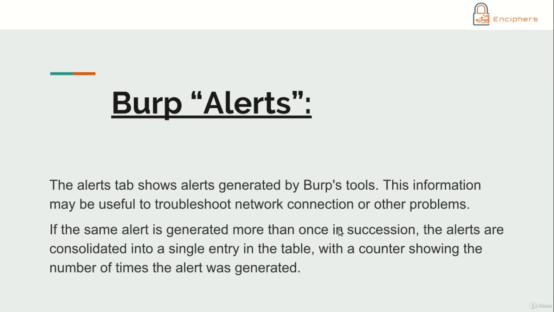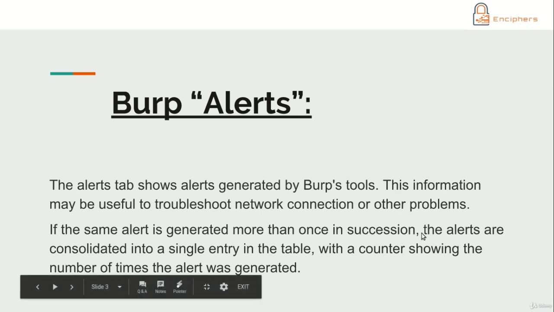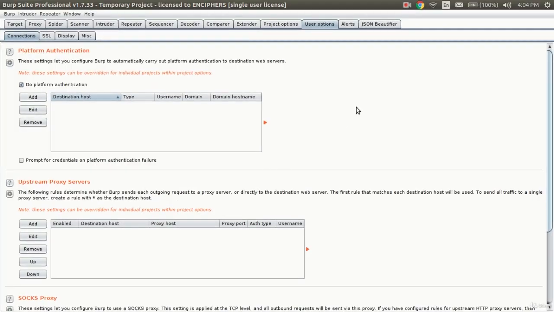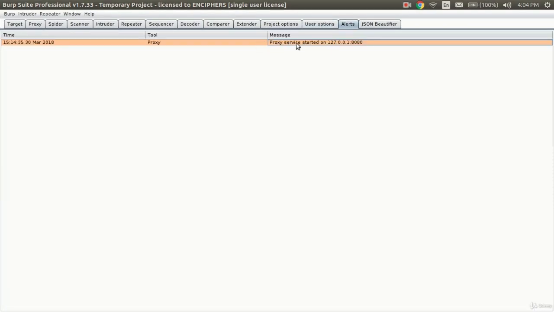If the same alert is generated more than once in succession, the alerts are written in a single entry in the table, with a number showing how many times the alert was generated. Let's see the alert option. It shows here that the proxy service started, because we were able to start the proxy correctly the first time. But let's say there was a problem while connecting, or I didn't set it up correctly. Then it will show an alert with an error kind of thing.